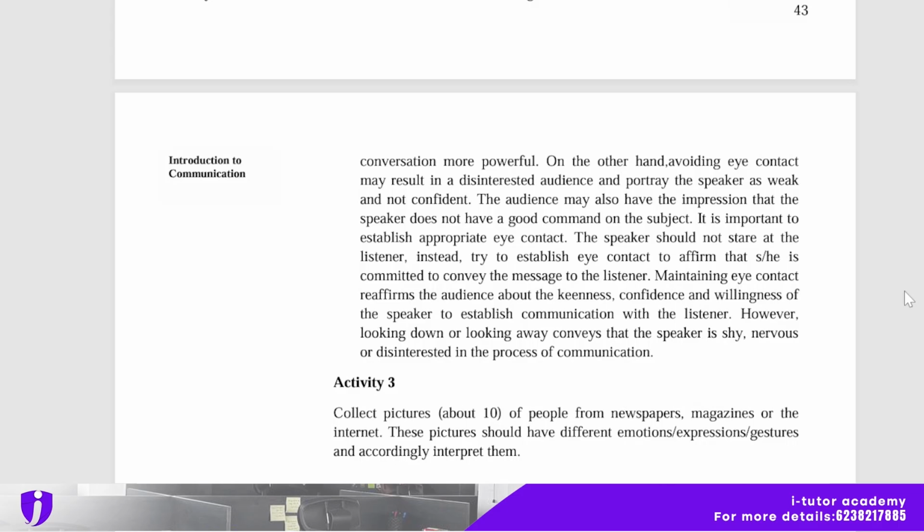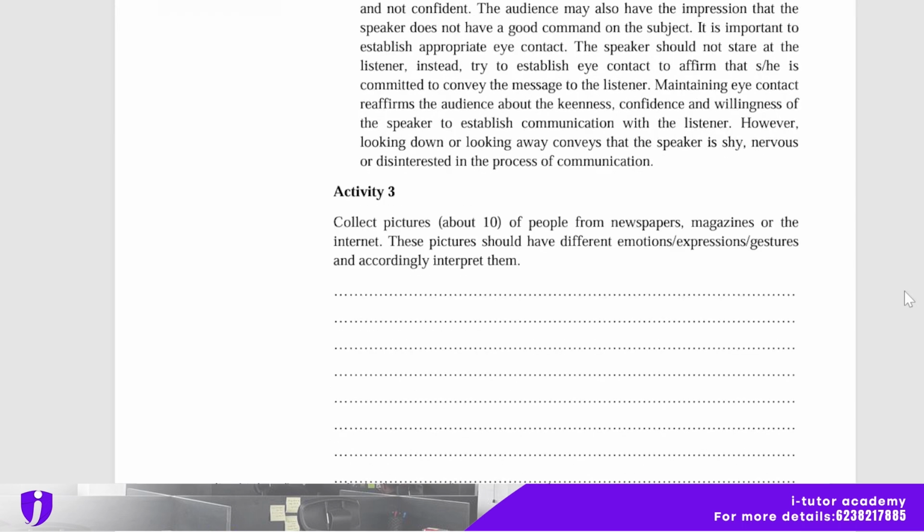The speaker should not stare at the listener. Instead, try to establish eye contact to affirm that he or she is committed to conveying the message to the listener.